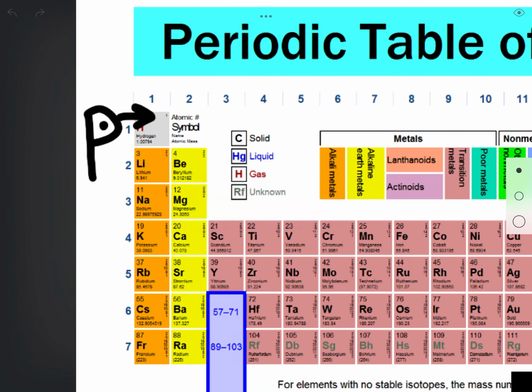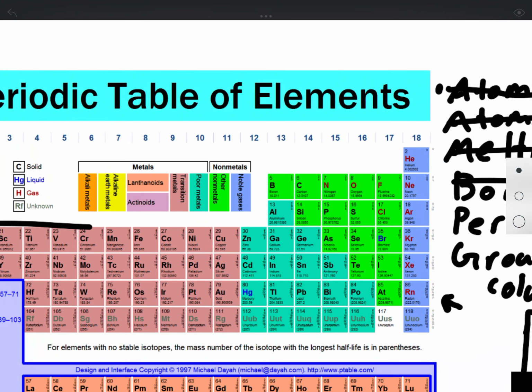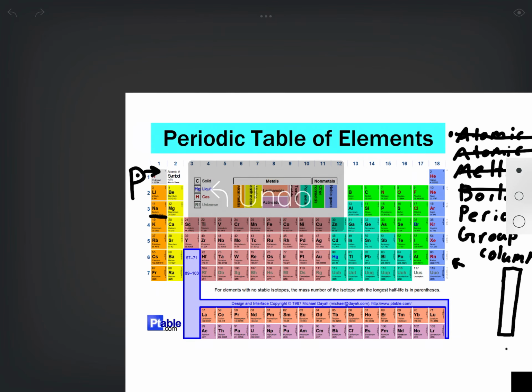Now how about sodium? What period number is it in? It's in period number 3, okay? All the way across. Magnesium's also in that period. If we go over here, silicon's in that period, phosphorus, sulfur. So that's what a period is. It's the row that an element is in, all right?